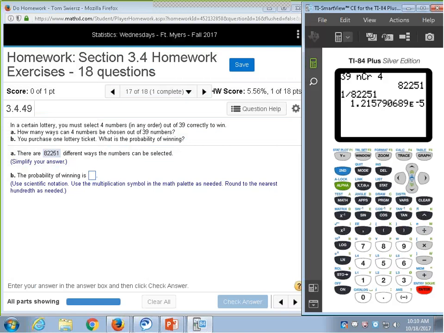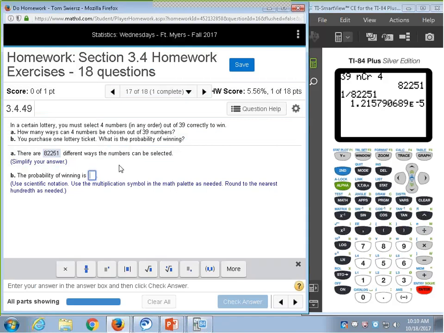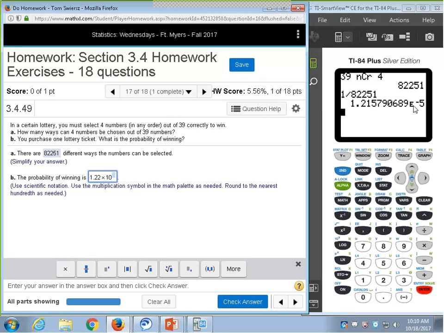1.215 times 10 to the negative 5th power. Use scientific notation, round to the nearest hundredth, so it would be 1 point what? 215. The 1 is followed by a 5, so we round up. To the nearest hundredth, 2 decimals. 1.22. Yeah, 1.22, right. And then times 10 to the exponent negative 5. Yeah, there's the answer right there.